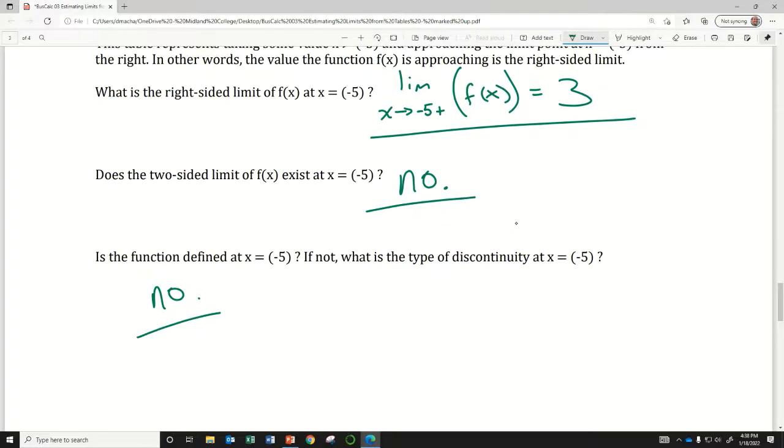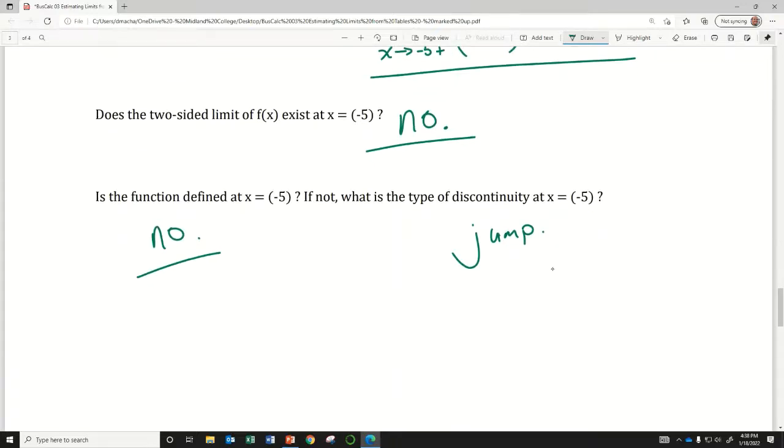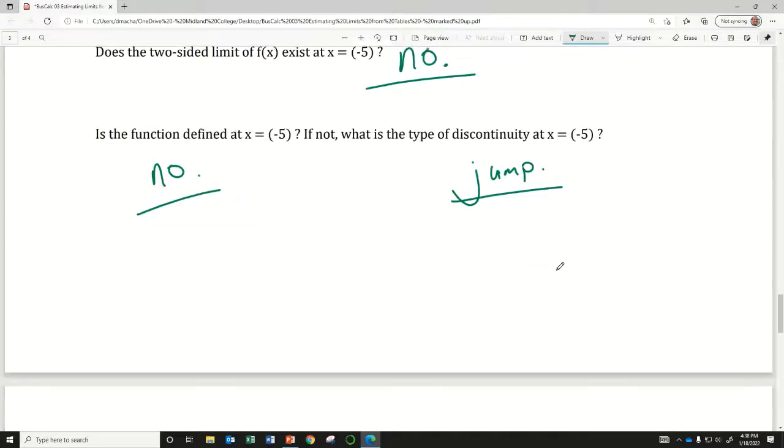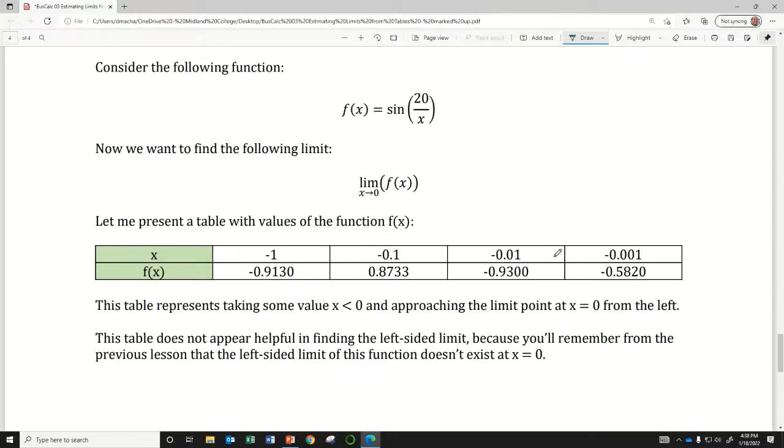Well, this seems to be a jump discontinuity, because on the right side, all of my values seem to be positive 3, and on the left side, all of my values seem to be negative 3. And it just changes suddenly right at that point, x equals negative 5.